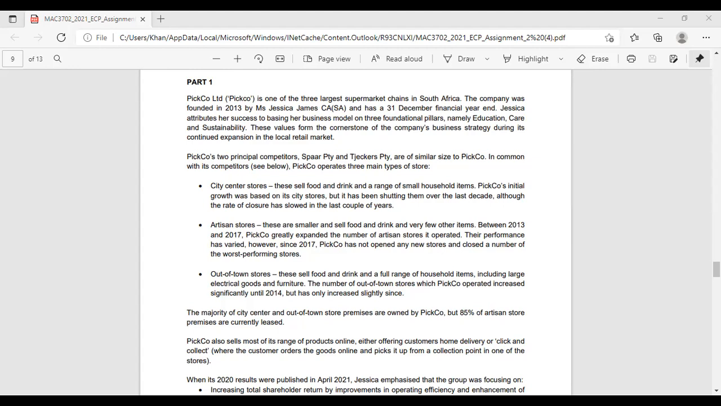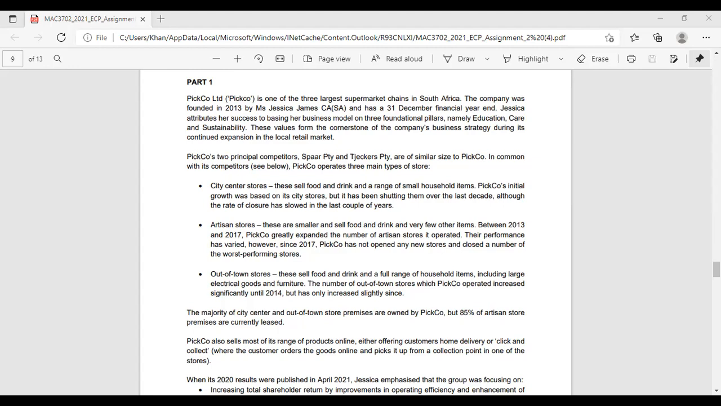Pico's 2 principal competitors, Spar Pty and Checkers Pty, are similar in size to Pico. In common with its competitors, Pico operates 3 main types of stores. City center stores sell food and drink and a range of small household items. Pico's initial growth was based on its city stores, but it has been shutting them over the last decade, although the rate of closure has slowed in the last couple of years.